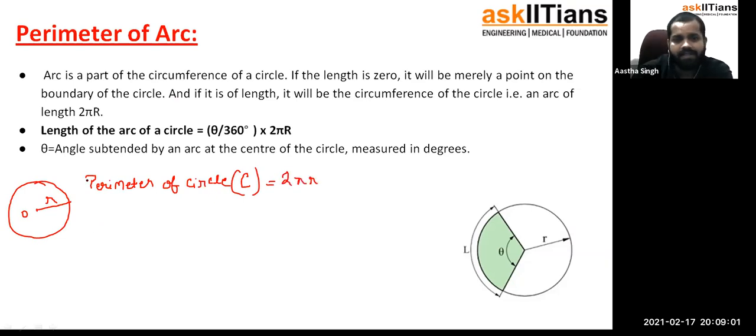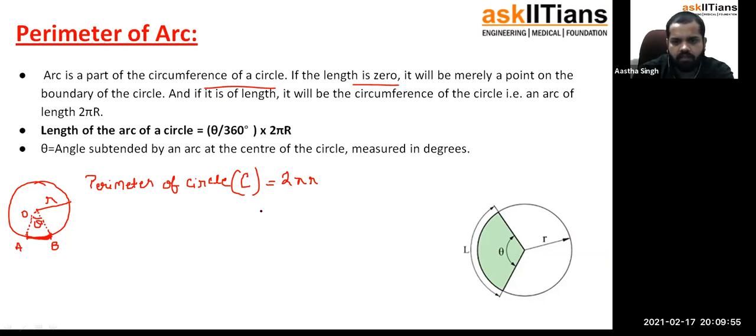Now we are discussing the perimeter of an arc. An arc is a part of the circumference of a circle. If the length is zero, it will merely be a point on the boundary of a circle, and if the length is full, it will be the circumference of a circle. Any part of a circle is an arc, so put points A and B on the circumference. You need to find the value of AB, an arc. Suppose this AB subtends an angle at your center, suppose this angle is theta. Our point is to find the length of AB, the length of an arc.